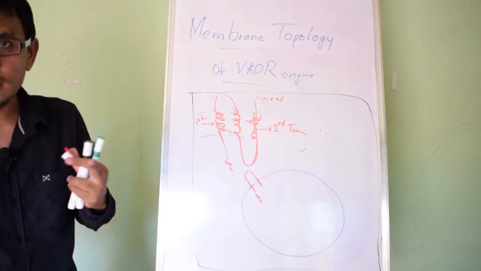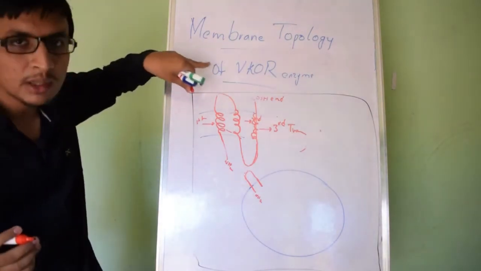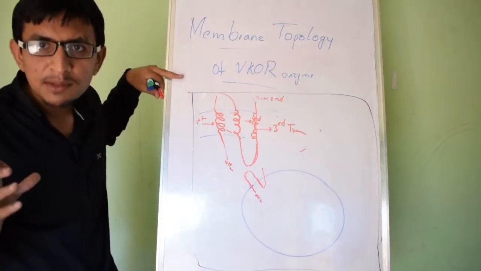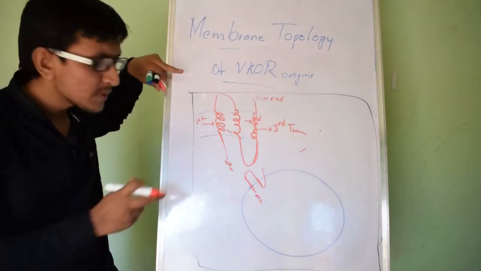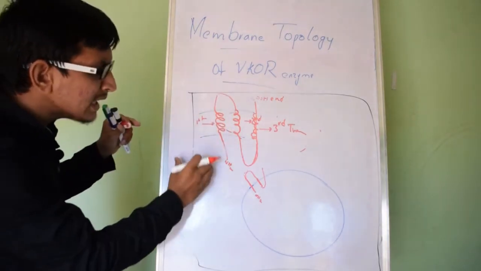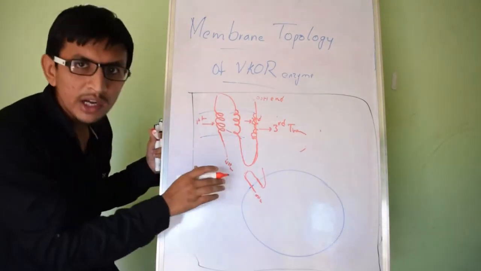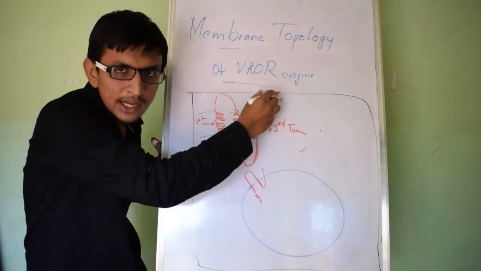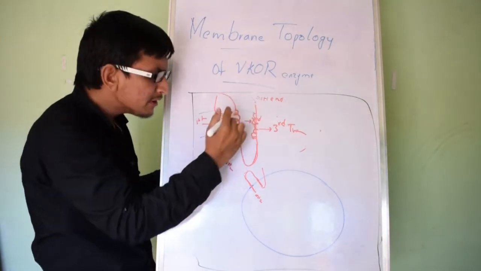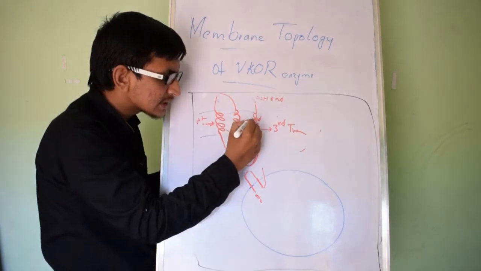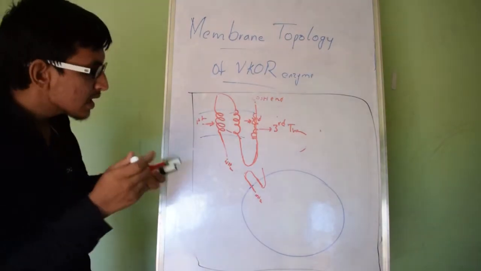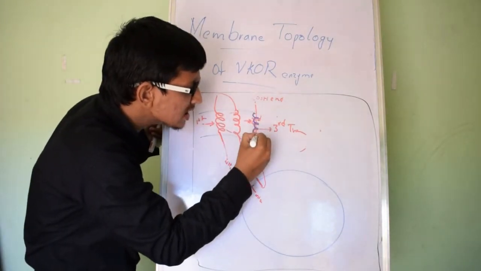See, up to now, what I have been telling is the membrane topology of vitamin K epoxide reductase. This membrane topology describes how the enzyme spans the membrane of the endoplasmic reticulum. It forms the amino end in the endoplasmic reticulum and the carboxyl end outside of it. In between the amino end and carboxyl end, we find three transmembrane helices formed within the membrane.